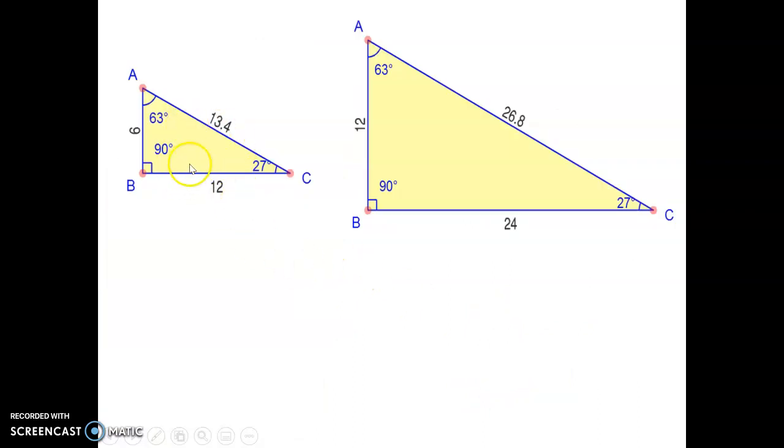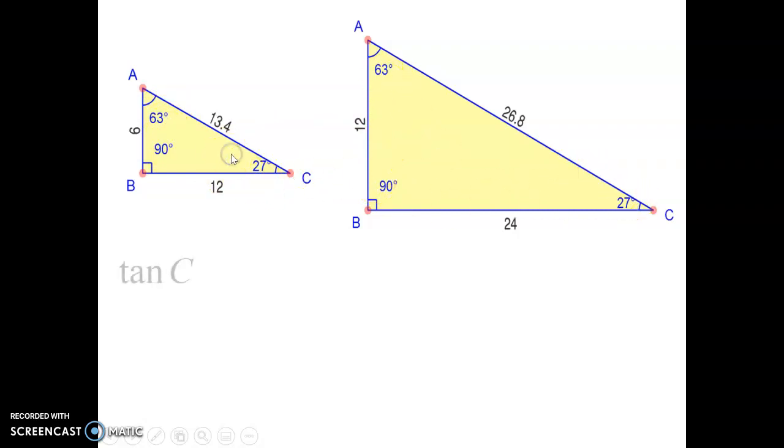Here is a small right triangle. Here's a bigger version of the same triangle. These triangles are in proportion. Notice this side 6 becomes a 12, so we doubled it. This 12 becomes a 24, we doubled that. 13.4 becomes 26.8, we doubled that. So this triangle is scaled by a factor of 2, but they are the same triangle essentially, just one's bigger, one's smaller. Those kinds of triangles are called similar triangles, and we can see that they also have the same 3 angles. Similar triangles will always have the same angles.